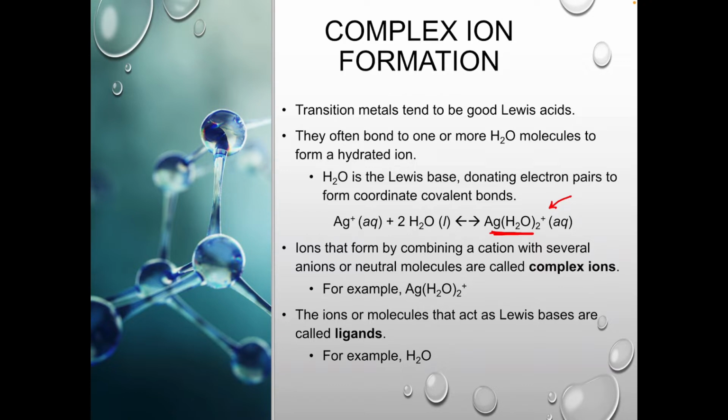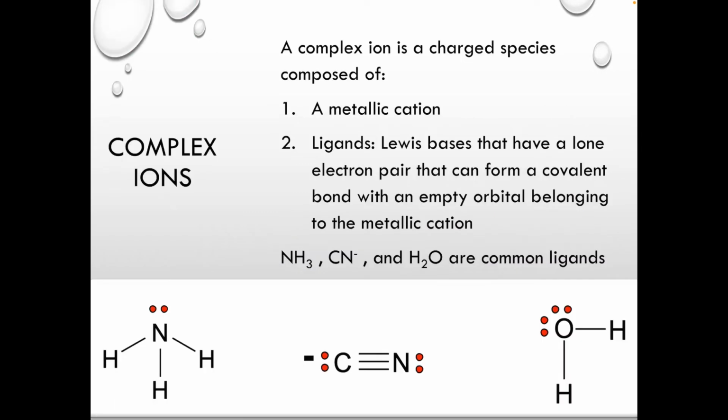through covalent bonds. Okay, when we have ions that are formed by combining a cation with several anions, or they can be neutral molecules like this water here, we call them complex ions. And again, that would be this guy. This is a complex ion. We have a metal cation combined with neutral molecules here to form a complex ion. So these water molecules are called ligands. And so we have lots of different ligands that can be used. Water is a really common one though, because any metal that we put in water tends to get hydrated and form complexes like these.